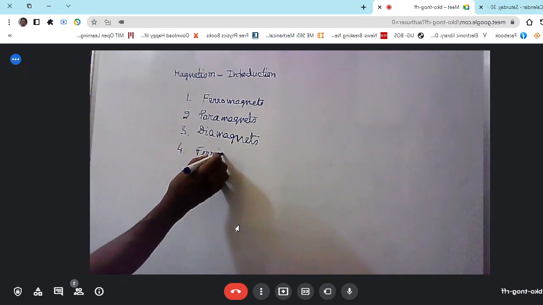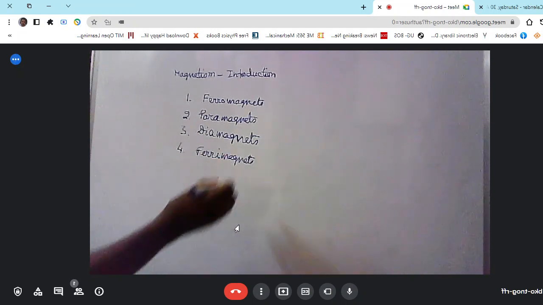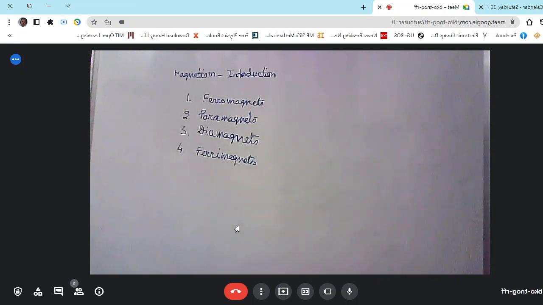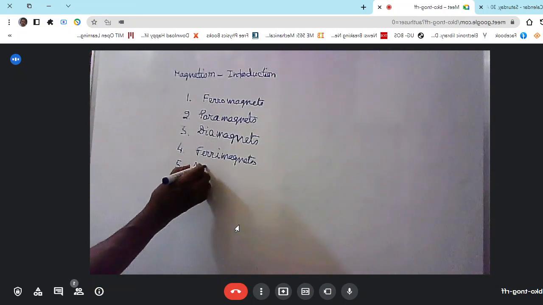Ferrimagnet. Its internal structure resembles the ferromagnets, but the ferrimagnet has very feeble magnetism, though of course stronger than paramagnets. And then we have our last type, antiferromagnetism.